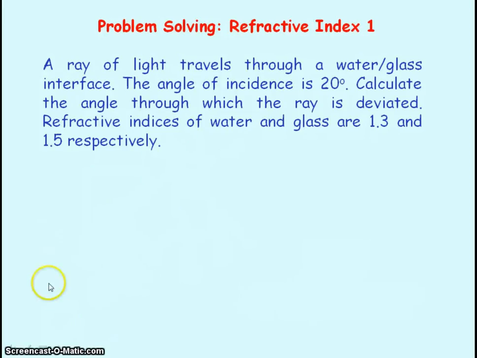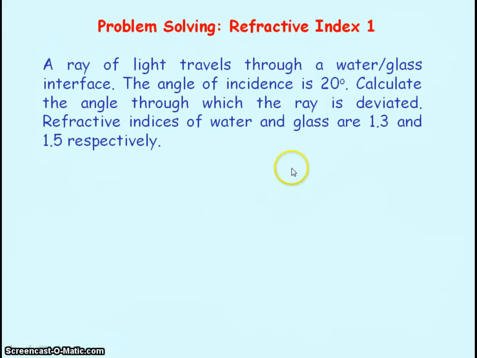In this question, medium 1, the incident medium, is water, and medium 2, the refractive medium, is glass. To find the angle through which the ray is deviated as it passes from water to glass, we need to know the angle of refraction.